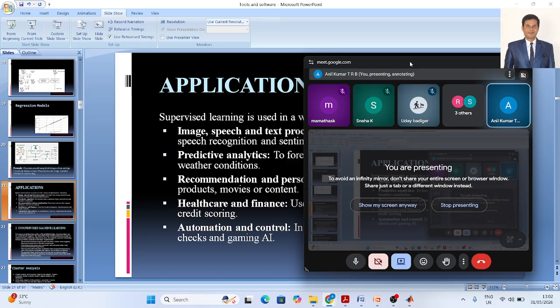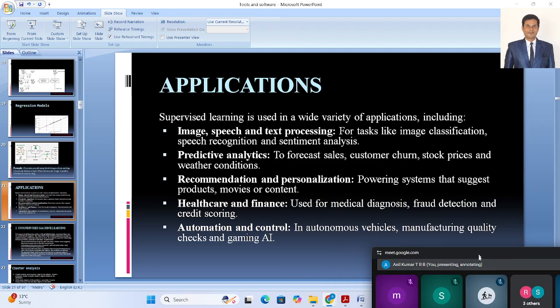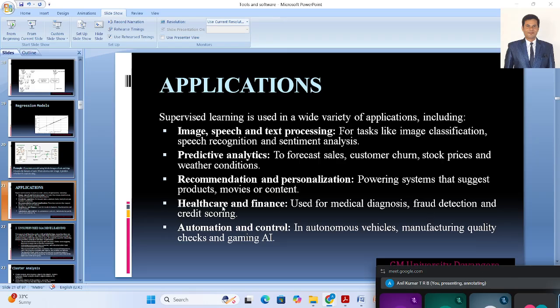Mamta? Yes, sir. I gave the example of healthcare in machine learning for a medical diagnosis.